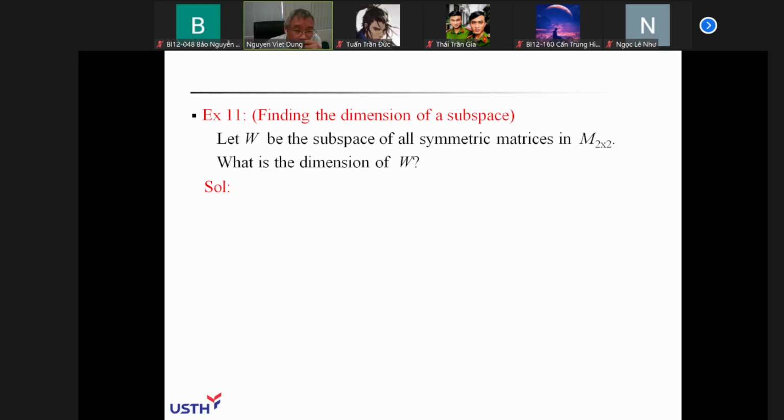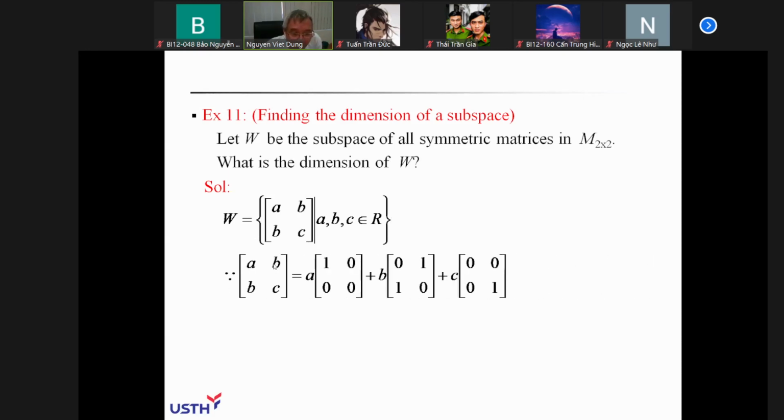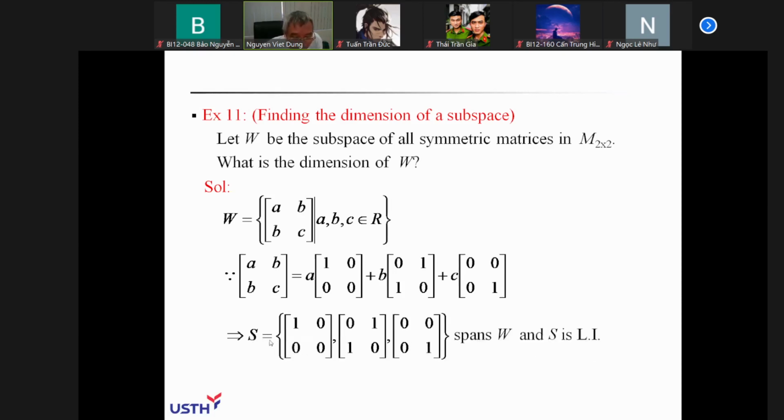Okay, let's continue. So we want to know what is the dimension of W. We consider W to be that, and because it is symmetric, we have b here and b there. And because of that, we write [a b; b c] to be a times that one, b times that one, and c times that one. And now it is easy. We choose S consisting of the three matrices like that. That will be a spanning set for W, easy. And also you can verify that S is linearly independent. So S will be a basis for W. And because of that, the dimension of W is 3. That is a way to find the dimension of any vector space.